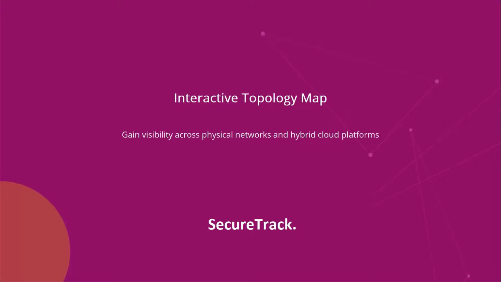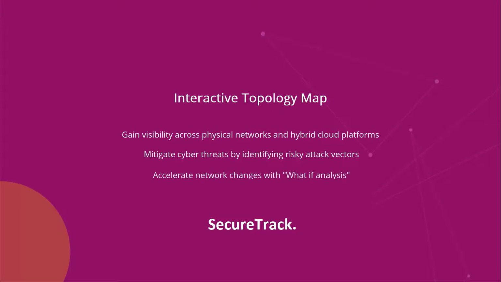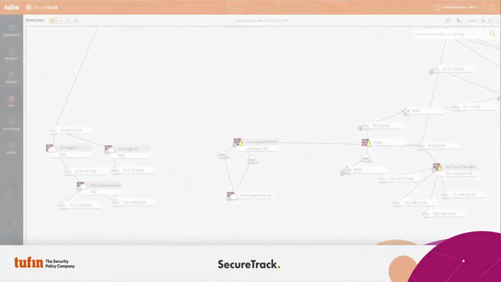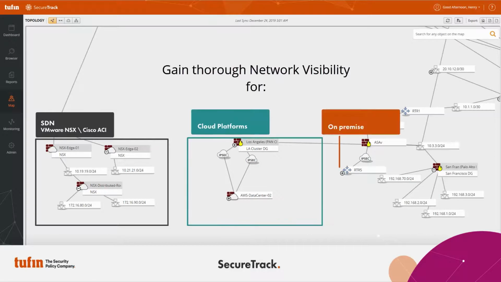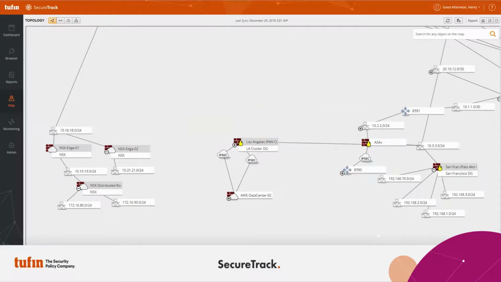This demonstration shows interactive network topology in Tufin SecureTrack. Topology is used to understand connectivity across the physical and virtual network, including public and private clouds. Networks are rarely comprised of just one vendor, or cloud for that matter. That's why SecureTrack has out-of-the-box support capability for the leading providers of SDN, public cloud, and on-prem network security devices.